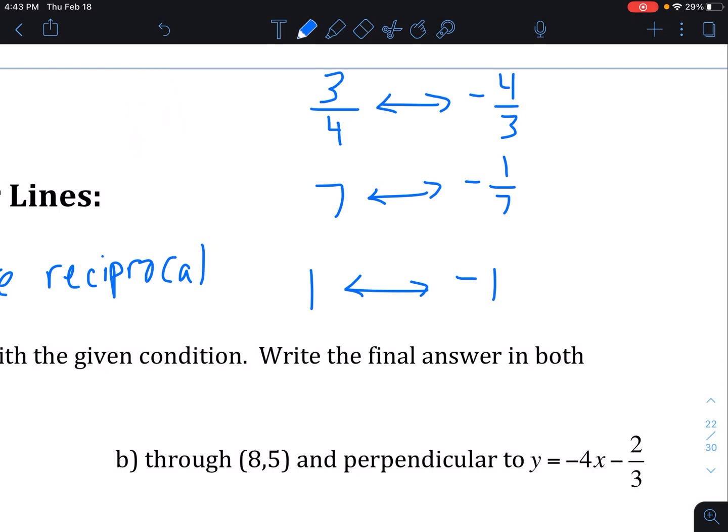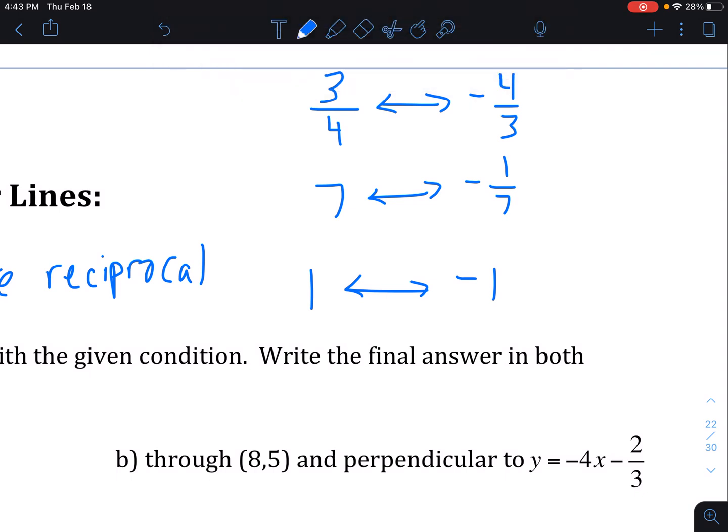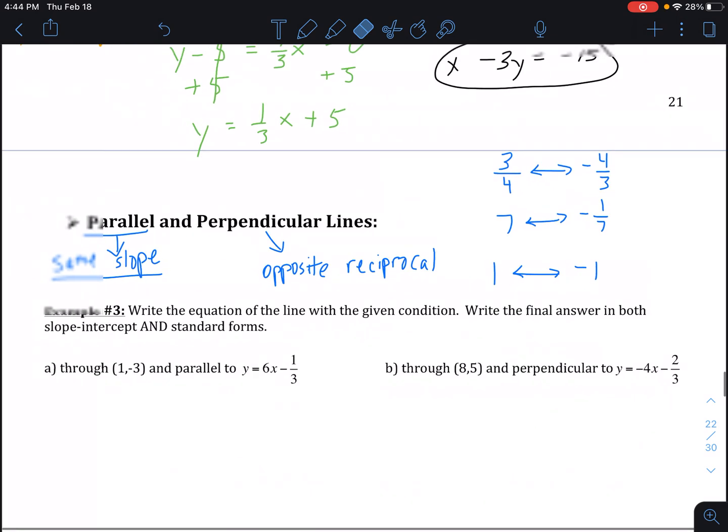And then there's a little bit of a tricky one. What is perpendicular to a slope of 1? That would be negative 1. Again, you're following your rules. It would be changing the sign, opposite sign, and then 1 is 1 over 1, and 1 over 1 upside down, still 1 over 1, which is 1. So keep these in mind for when we go over the following examples.